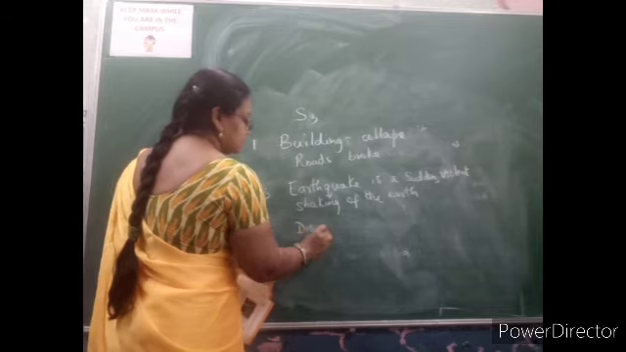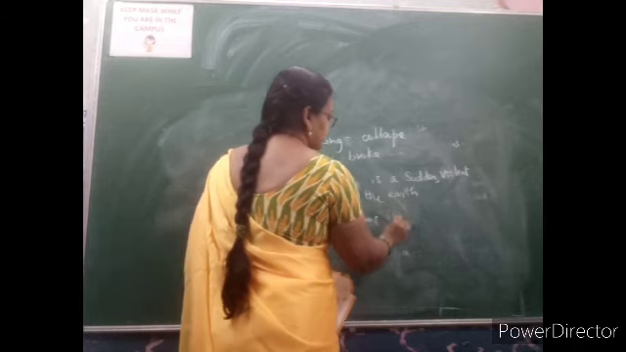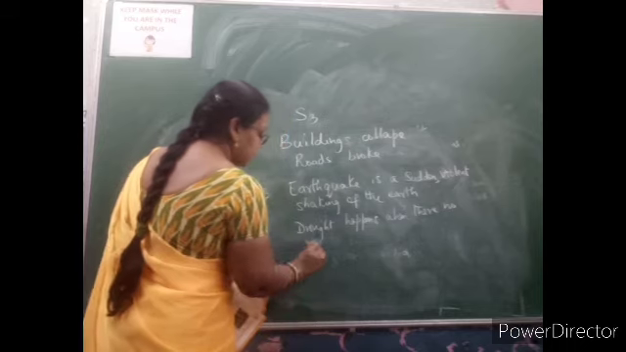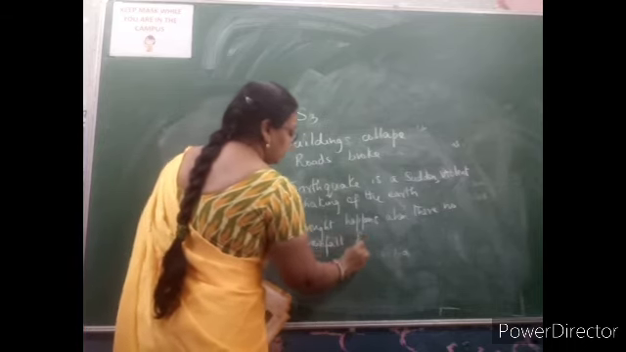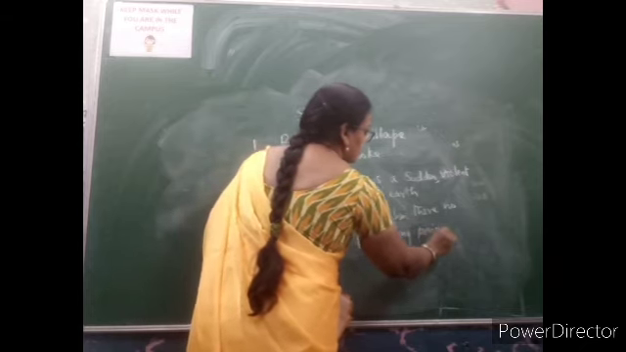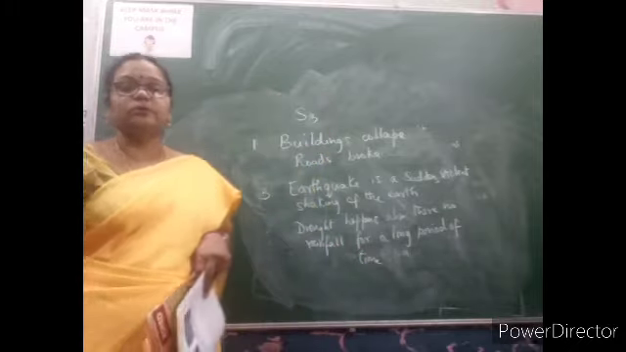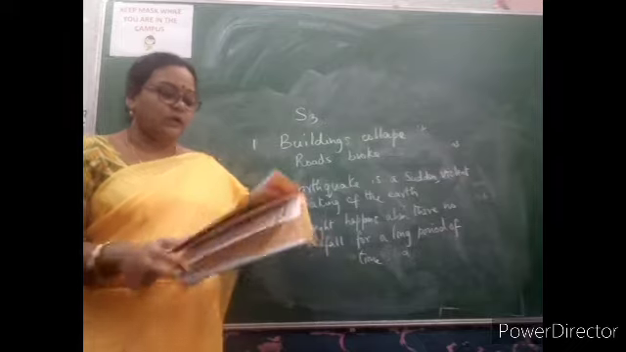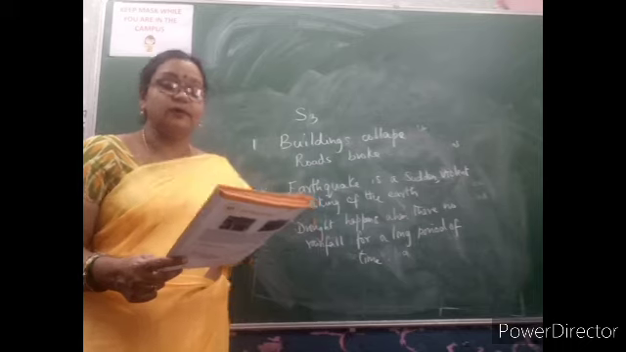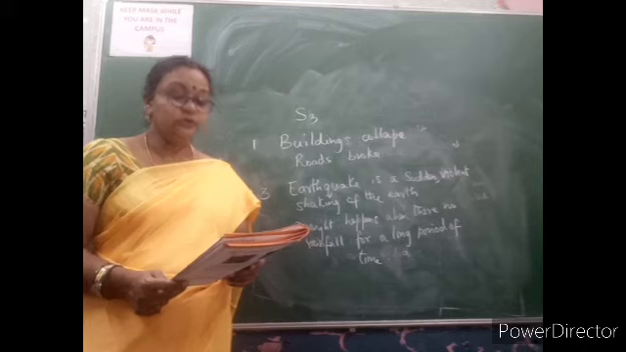Drought happens when there is no rainfall for a long period of time. So you can even put it in your own words and write one point about the earthquake and one about the drought. Now we'll move on to S4, tsunami. Here again they have given you one example, which happened in Japan. Tsunami, Tokyo, it happened on March 11, 2011.